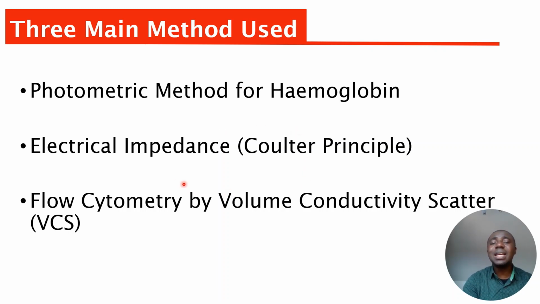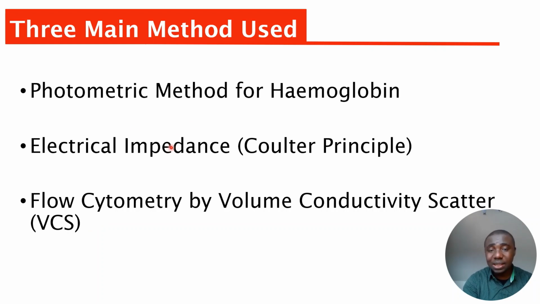Then when it comes to the cell counter, you now have electrical impedance, which is actually called the Coulter principle. This is where most Beckman Coulter analyzers come in. Electrical impedance is their principle, while something like Sysmex uses something like flow.